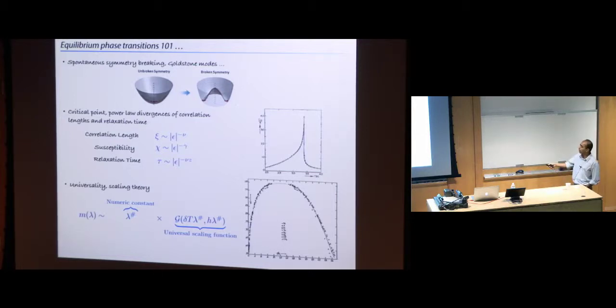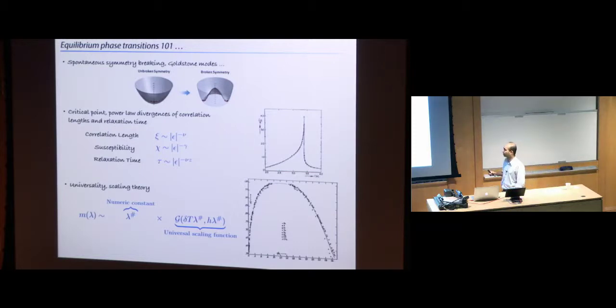And once in this valley, it can roll around in this valley with very little cost of energy, and that gives rise to the concept of Goldstone modes. And very close to the critical point, various systems with similar symmetries and similar dimensionalities exhibit power law scalings of various observables like the correlation length, the susceptibility, the relaxation time, and so on. And these can be parameterized by various exponents that we call the critical exponents.